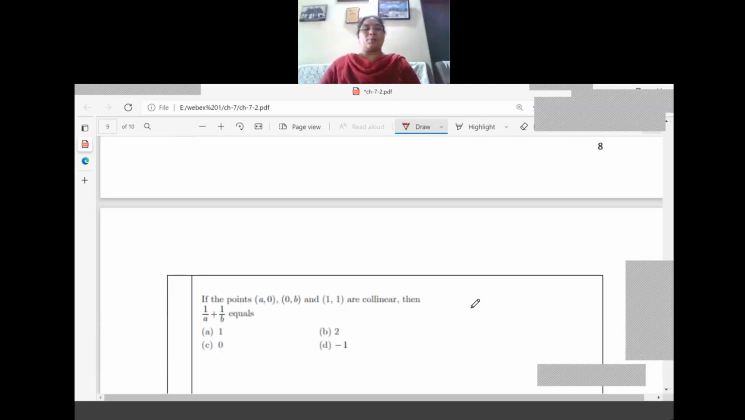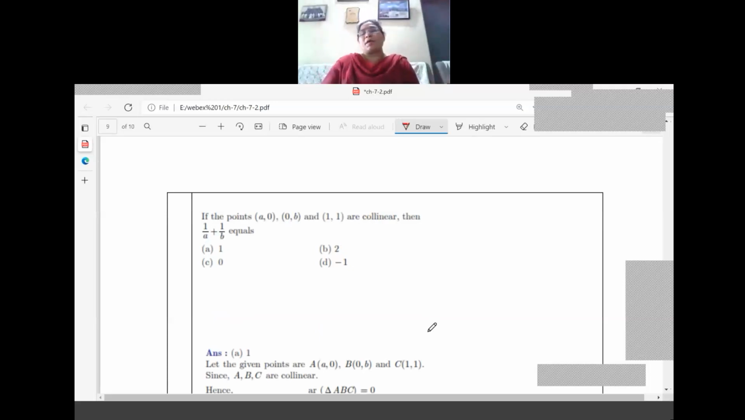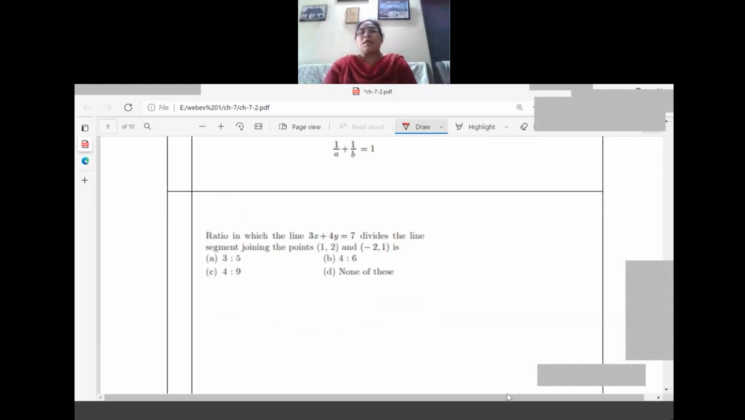Okay, try this question, all of you. If the points (a, 0), (0, b), and (1, 1) are collinear, then 1 by a plus 1 by b equals. Area of the triangle we have not revised, no? Okay, tomorrow I'll give this question. Leave that question, because area of the triangle tomorrow only we are going to revise. So that time I'll give this question. So this question you try now.